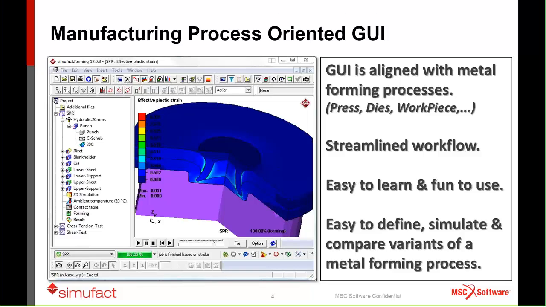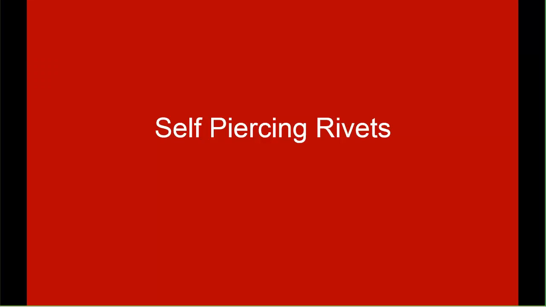So the last topic is key because it's easy to define a simulation. It's easy to then simulate it. But what's most important, it's very easy then to make a variant of your metal forming process. You just make a copy of it, replace the die, replace some settings, run it again, all in the same environment, and then you can do side-by-side comparisons in a very intuitive manner. So let's look at the self-piercing rivet application.